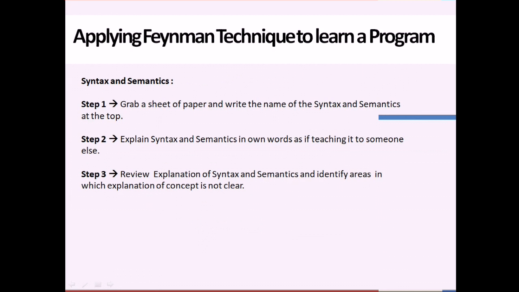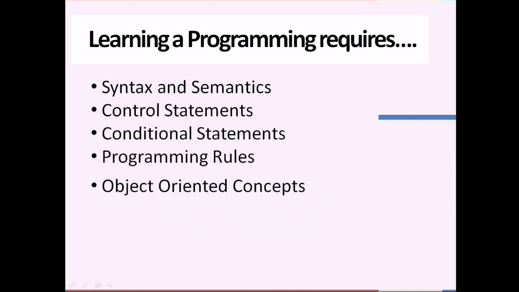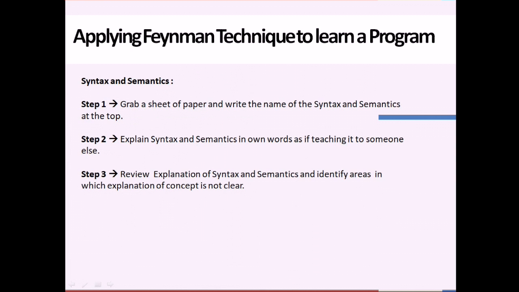Now let's apply the Feynman technique to learn a program with a set of examples. As I have mentioned, learning a program requires syntax and semantics, control statements, conditional statements, programming rules, and object-oriented concepts. You'll be applying the Feynman technique to learn these things. I have taken syntax and semantics as an example to show how this works.